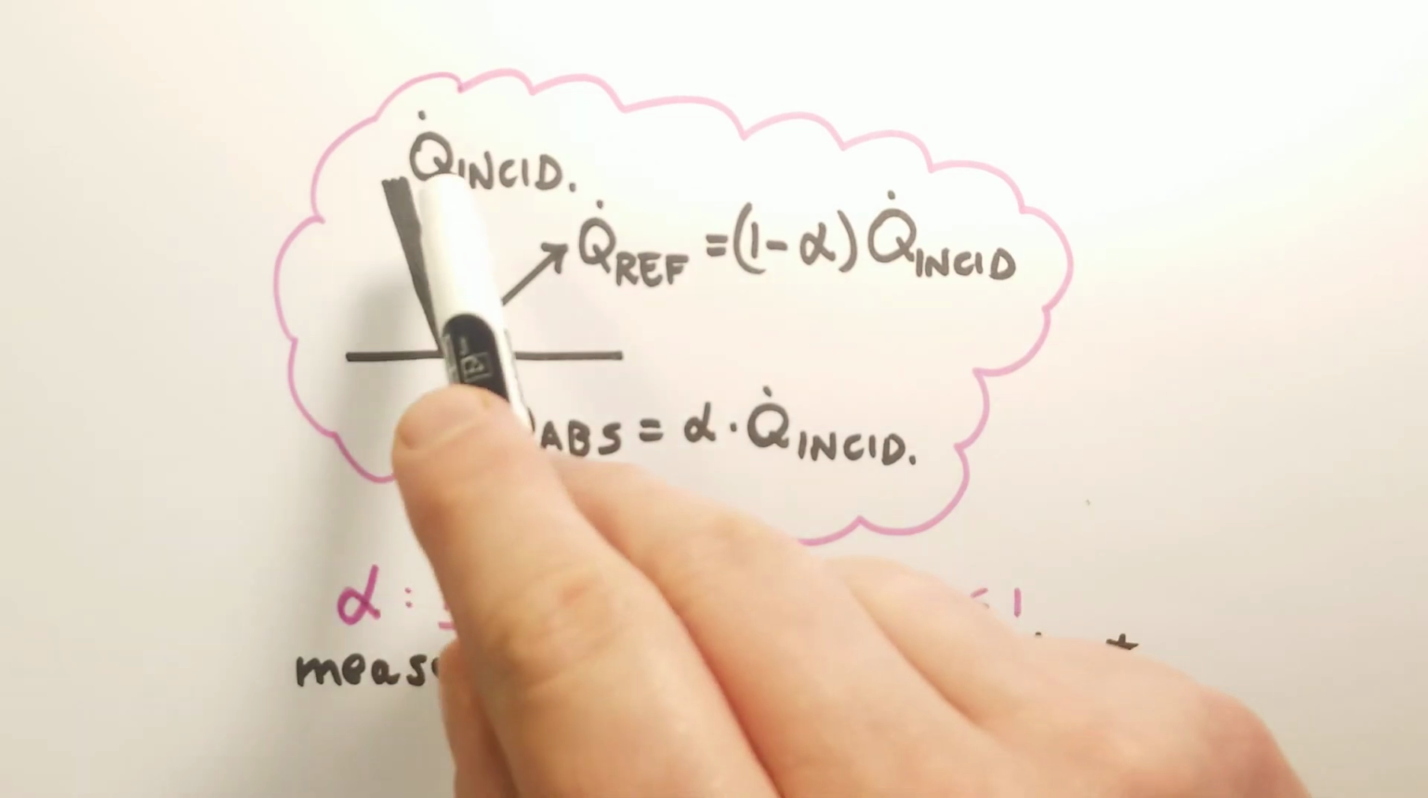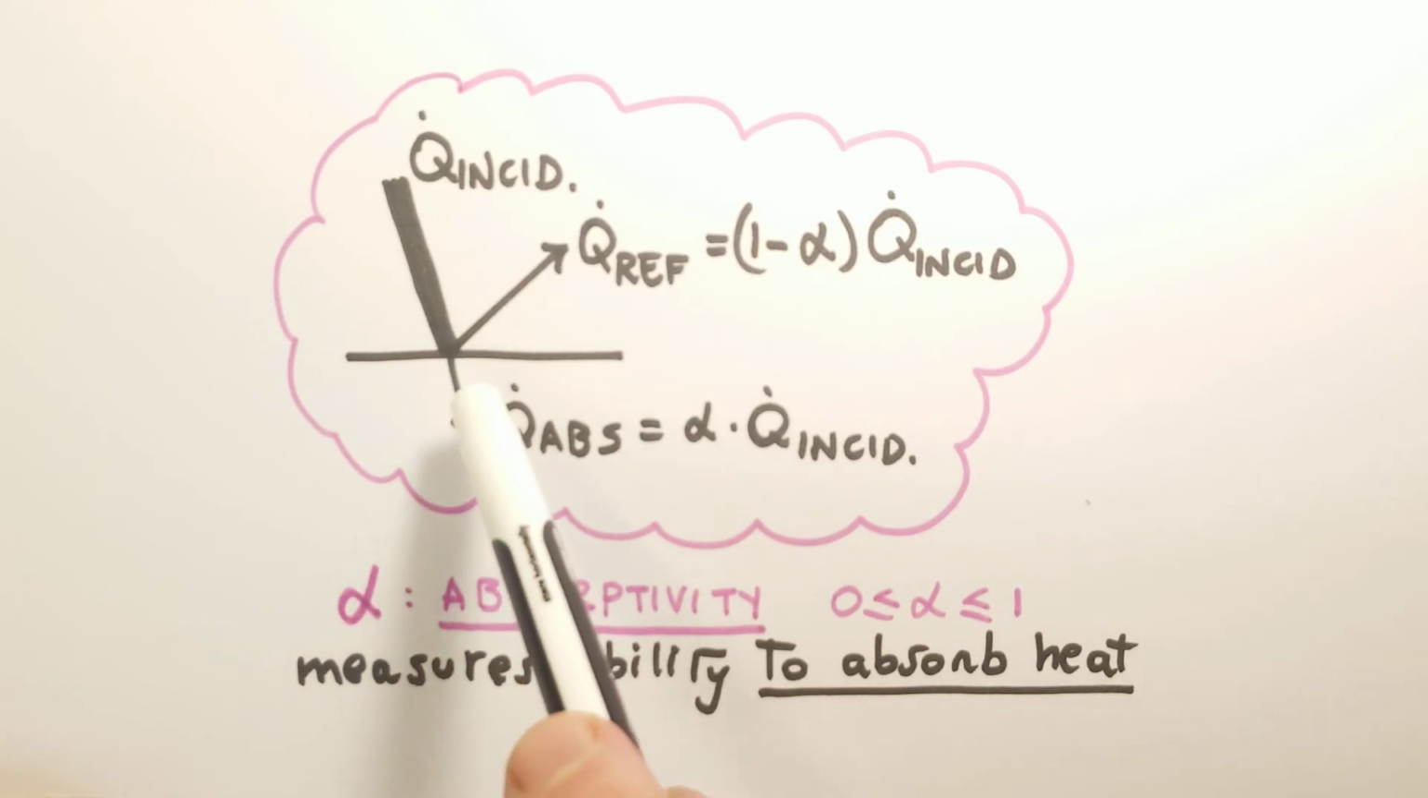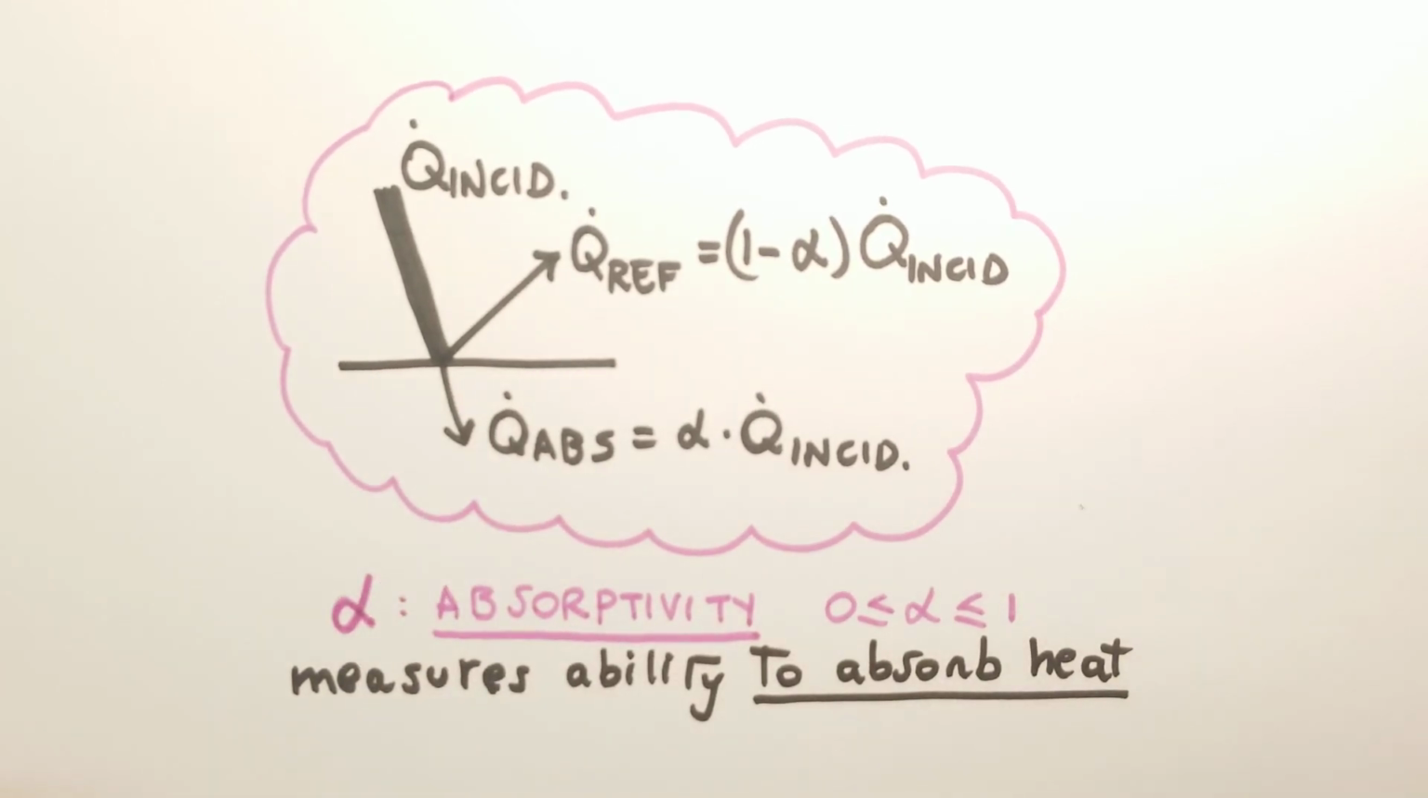But of course, we can have some heat radiated from one surface that impacts on another surface. So what happens to this heat? Well, part of it will be absorbed by the surface and part of it will be reflected. So the portion of heat absorbed by the surface is called Q absorbed, and it's equal to alpha Q incident. And alpha is called the absorptivity and is a non-dimensional number between 0 and 1. So it measures the ability of a surface to absorb heat.